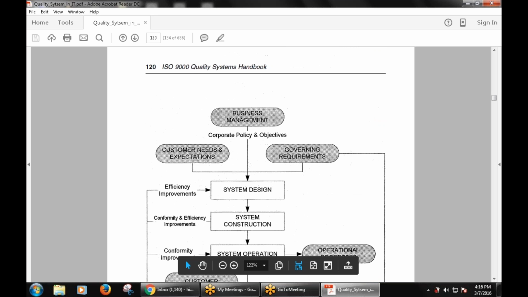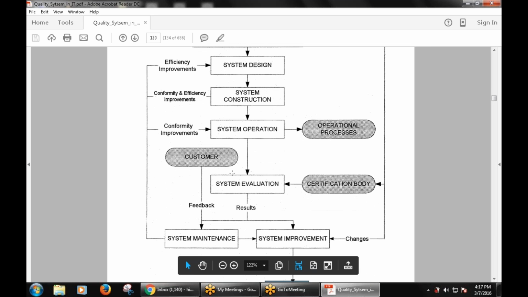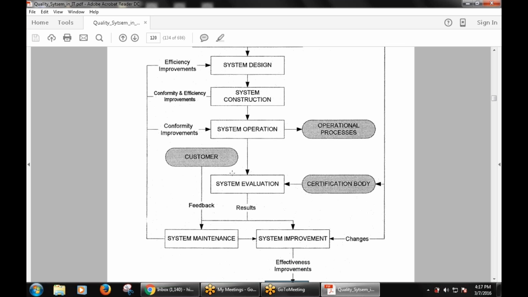So this starts with the business management and goes back to the business management. In between there are multiple phases like system design, system construction, and system operation. These are the various phases that occur between the business management of one term to the business management of another term.